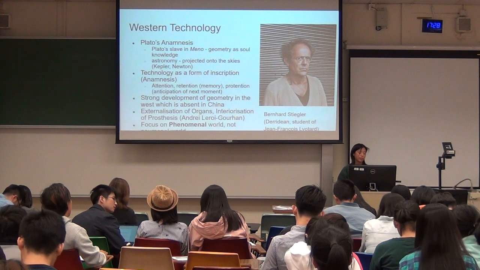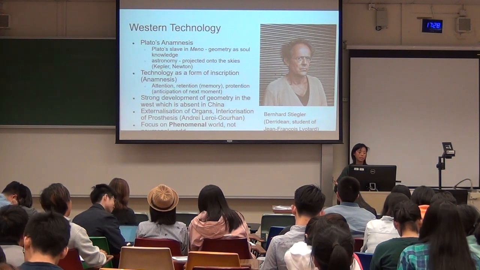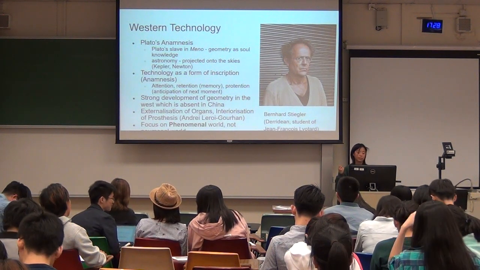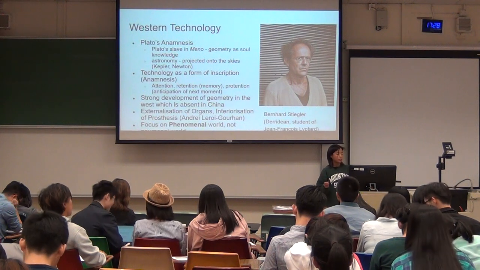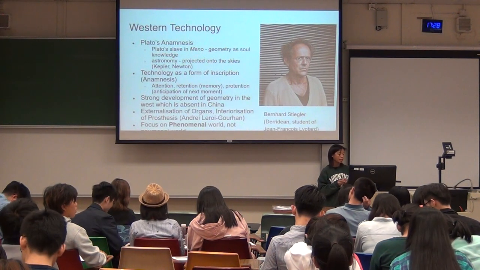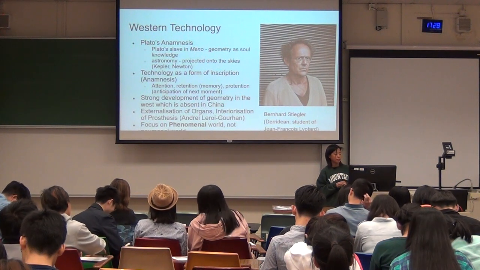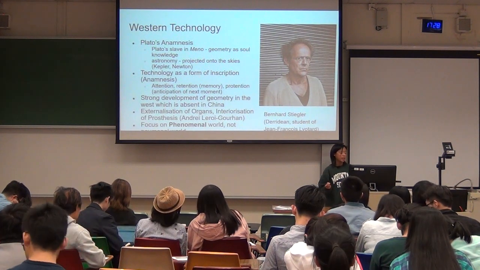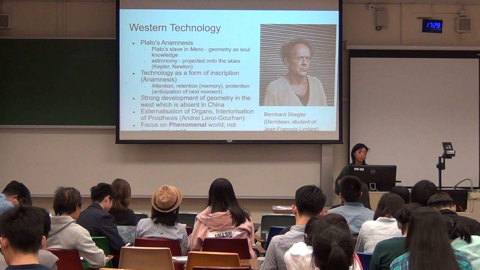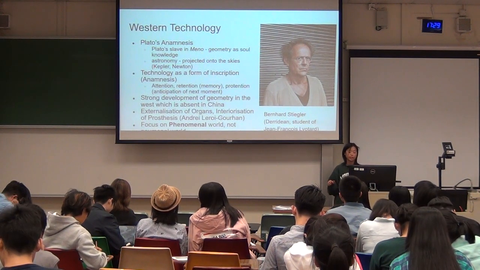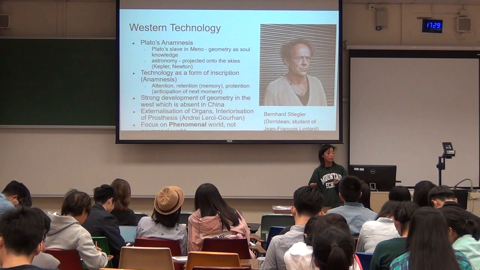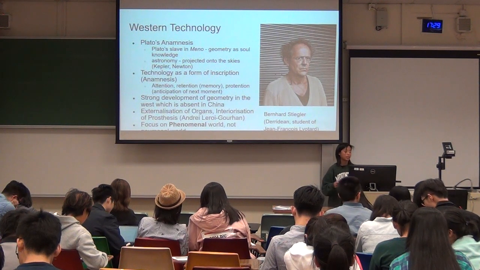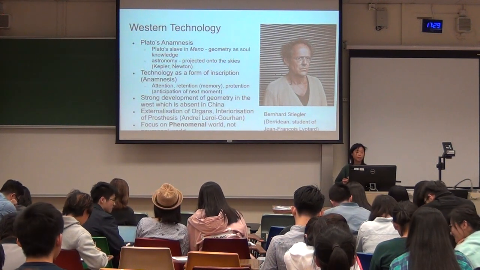And so, therefore, the idea that the externalization of our organs, of our memory, into something external is a very important idea in the notion of Western technology. And another very big difference between Western technology and Chinese technology is that there is a very strong focus on the phenomenal world, but not the noumenal world. The difference between noumena and phenomena is the Kantian idea that things in the world are developed into something that can be sensed, which is phenomena. A noumena is something that you cannot know.